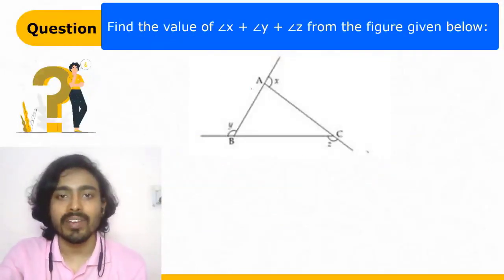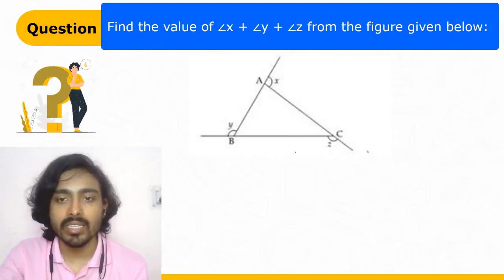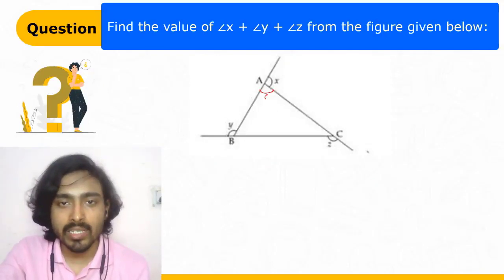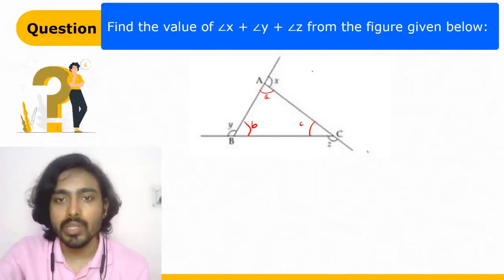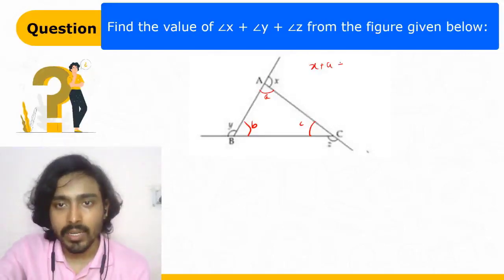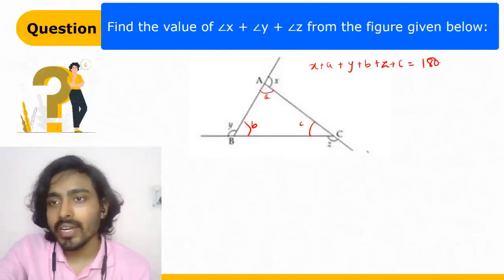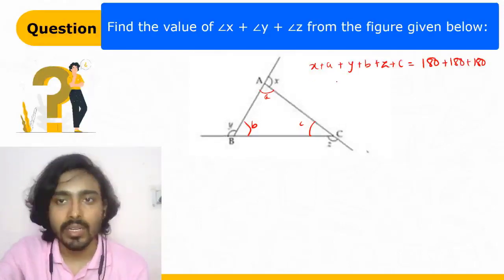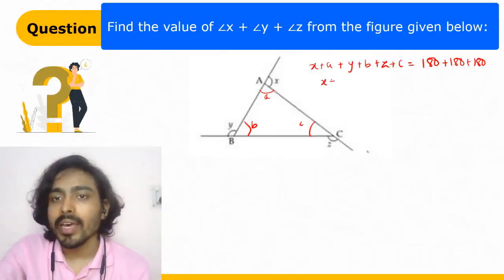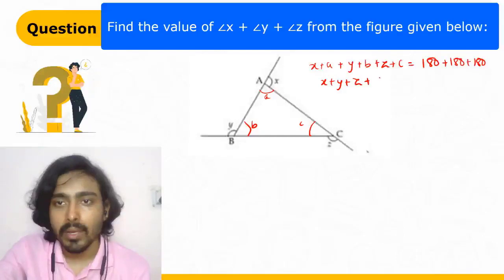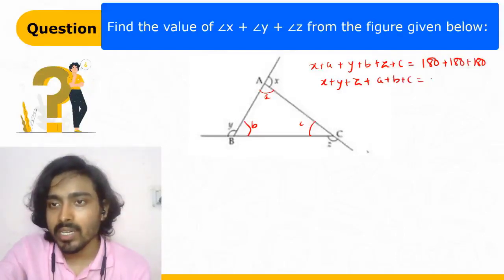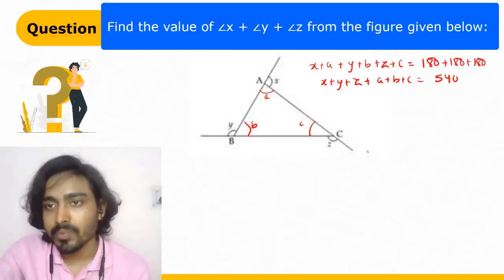In this question, you have to find the value of x plus y plus z. So x, y and z are exterior angles. Okay, let's mark the other angles as a, b and c. Now we know that x plus a plus y plus b plus z plus c is equal to 180 degrees plus 180 degrees plus 180 degrees, because all of these are linear pairs, right? So we can say that x plus y plus z plus a plus b plus c is equal to 540 degrees, right?